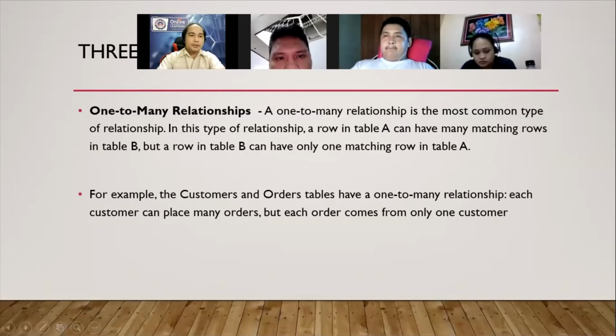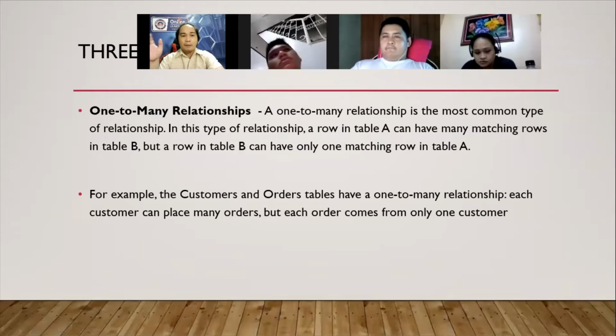So, bali tatlo yun. First one, meron tayong one-to-many. So, one-to-many relationship is the most common type of relationship, in which type of relationship a row in table A can have many matching rows in table B. So, pwedeng yung isang record natin from first table, pwede siyang magkaroon ng multiple matching rows into the second table. Kaya tinawag nga na one-to-many or one is to many, kumbaga. So, pero, vice versa, hindi pa pwede. Kumbaga, row in table B can only have one matching row in table A.